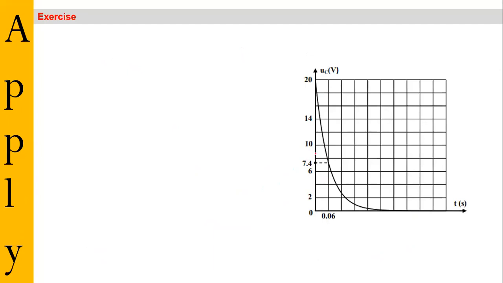Example: if you have this graph and they ask you to find tau. Here I can say simply that since I don't have a tangent, I can't use it. So I can say that at t equals tau, we know that uc is equal to 0.37 E. And here E is 20, E equal to uc maximum, so 20 volts, which means that uc equals 0.37 times 20, which will give us approximately 7.4 volts.